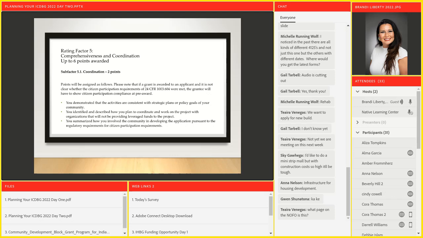You also need to identify and describe how you plan to coordinate and work on the project with organizations that will not be providing leveraged funds to the project. So, maybe describing how you work with other tribal departments or the tribe as a whole. And although they're not providing leveraged funds, you coordinate activities along the way, maybe with social services or things like that. And then you also need to summarize how you involve the community in developing the application pursuant to those citizen participation requirements. So again, describing that you held these citizen participation meetings, what you went through to do those, what kind of input you received, and all of that.